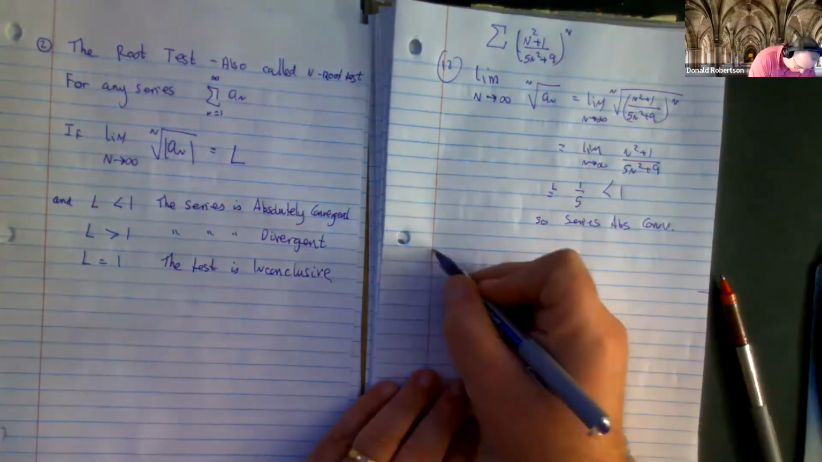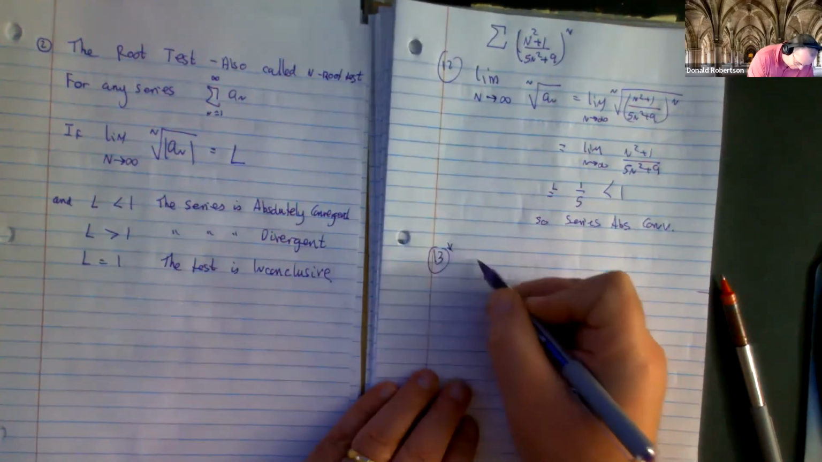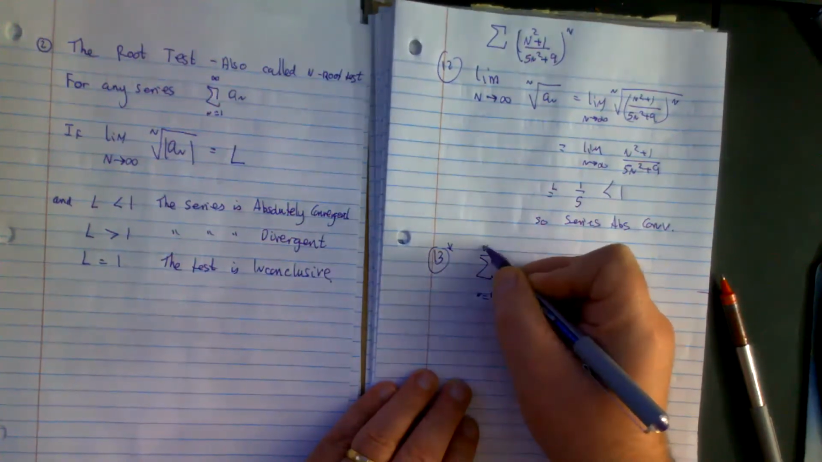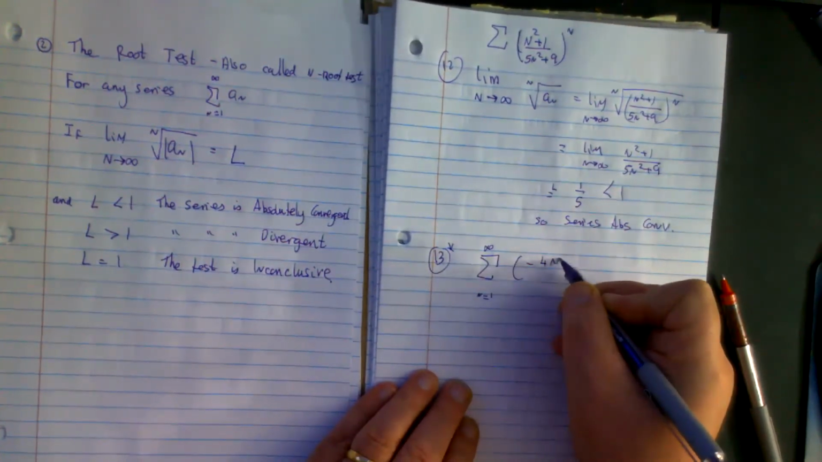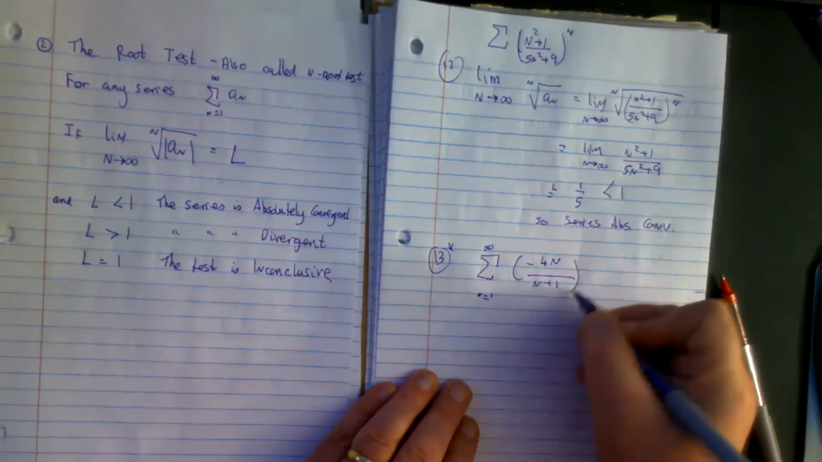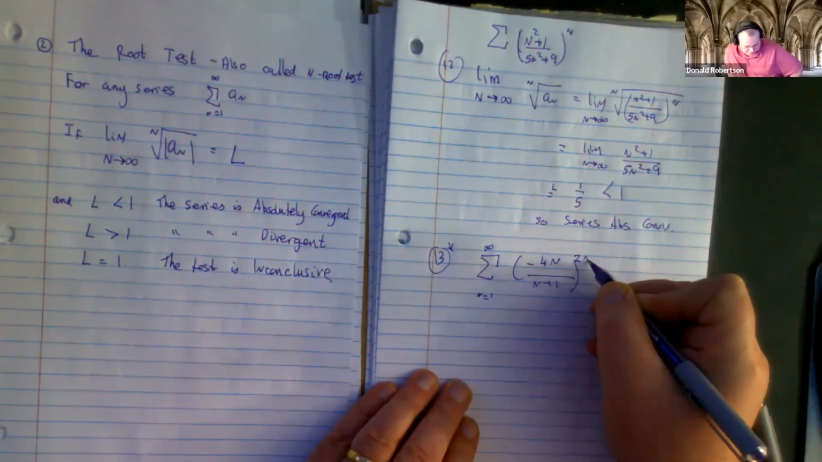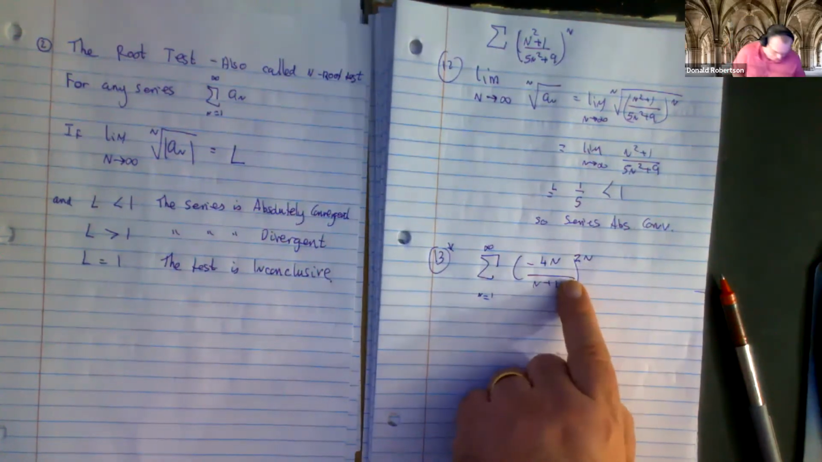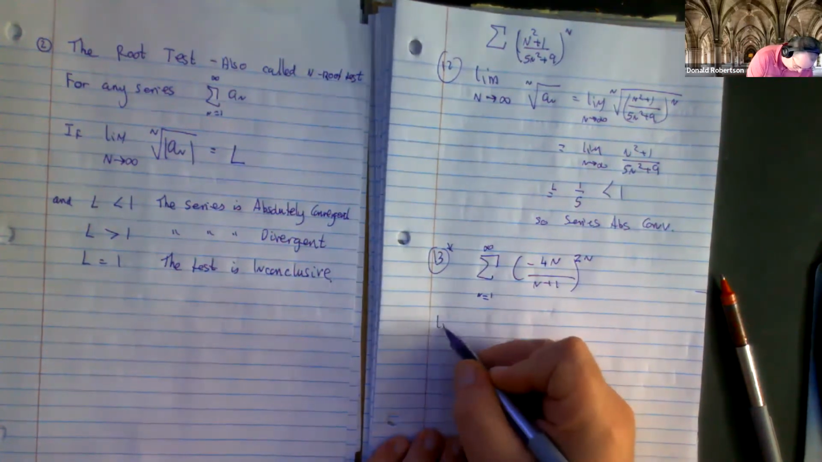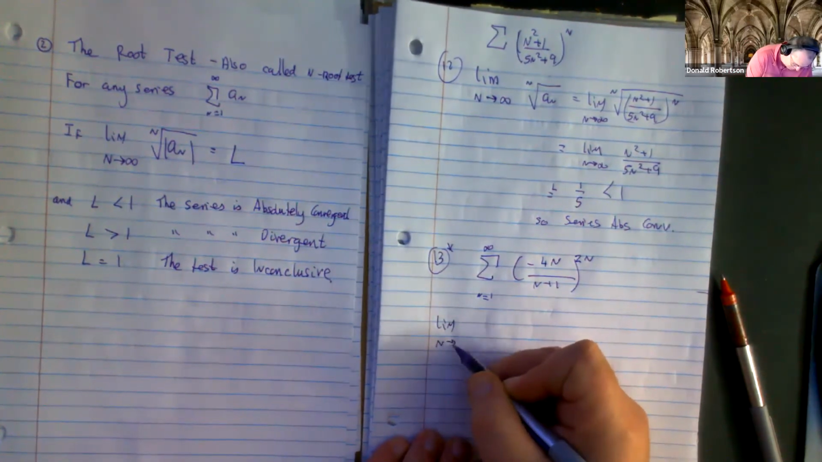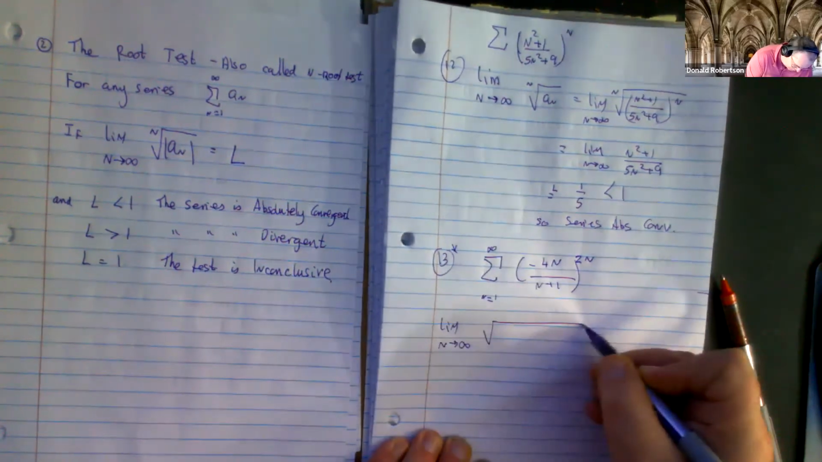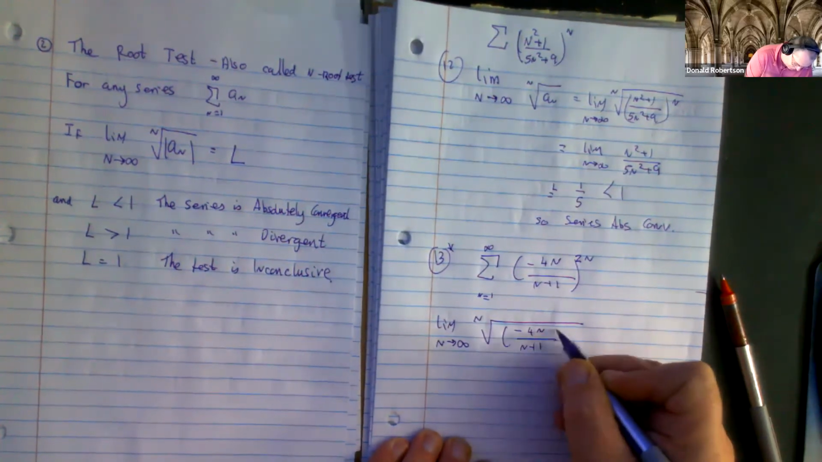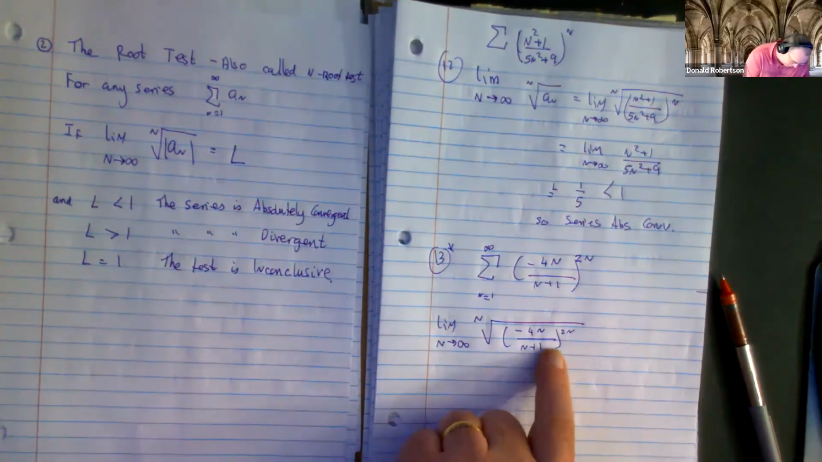Let's do a version of the next one, 13. Weird power, right? In this case, 2n. That's a candidate for the root test. So we're going to do the limit as n tends to infinity of the nth root of this guy. Technically speaking, it's the absolute value of that guy.